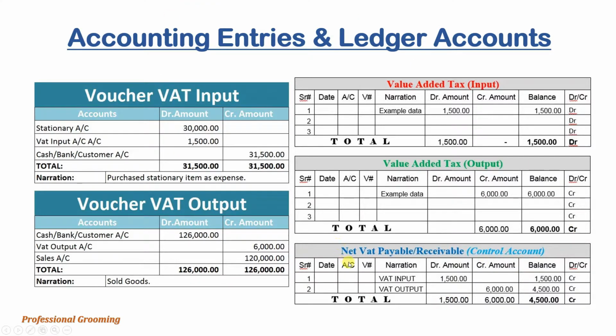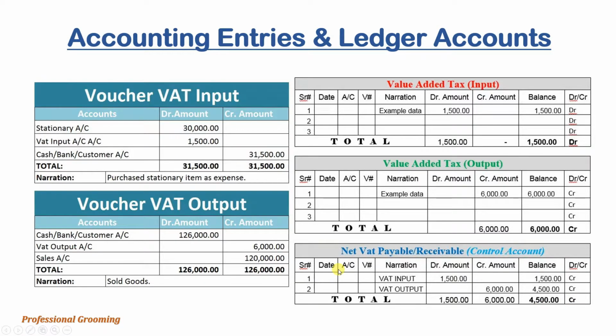This is the control account which we have created in our chart of accounts, which is linked directly with the trial balance. In the Net VAT Payable Receivable control account, the VAT input value is 1,500, which is this, and the VAT output value is 6,000 on the credit side, which is this one. You can see here the difference balance of these two accounts is 4,500, which is credit, because the credit side is greater than the debit side. So 4,500 is a credit balance.